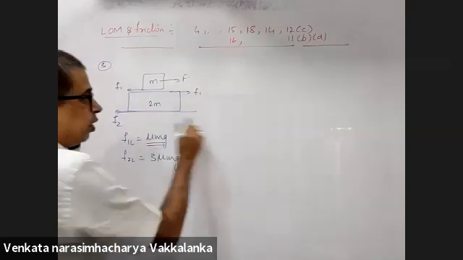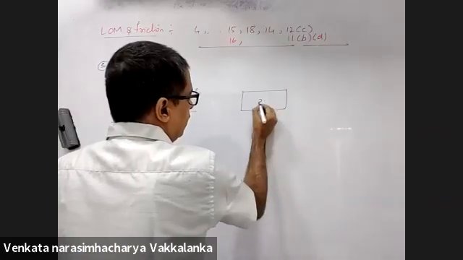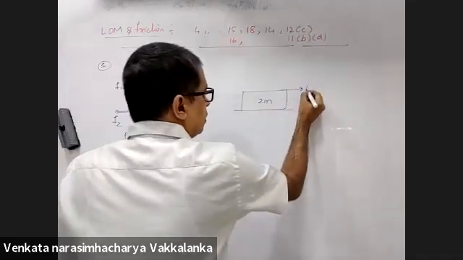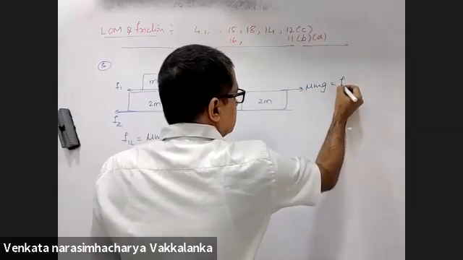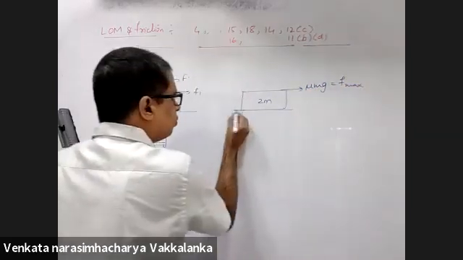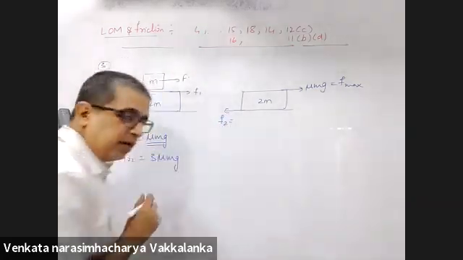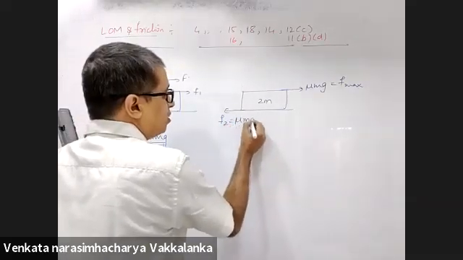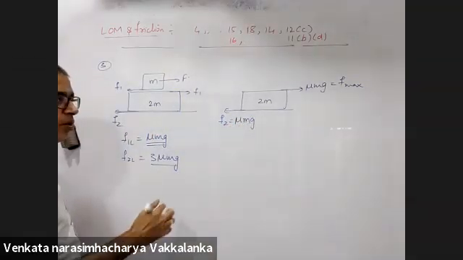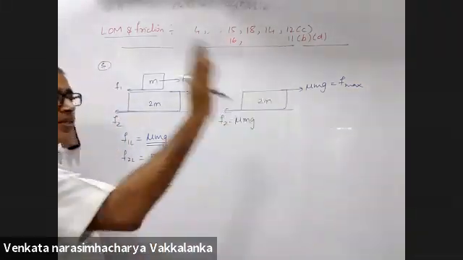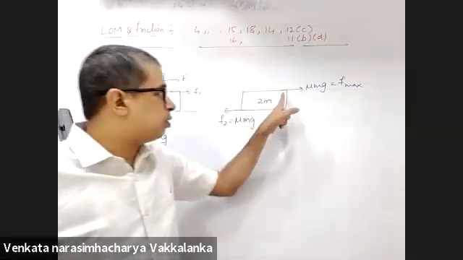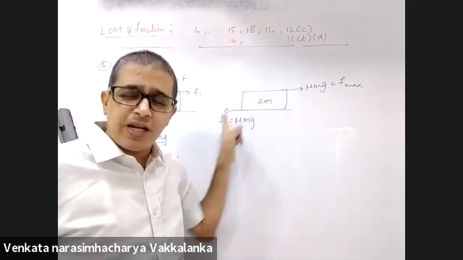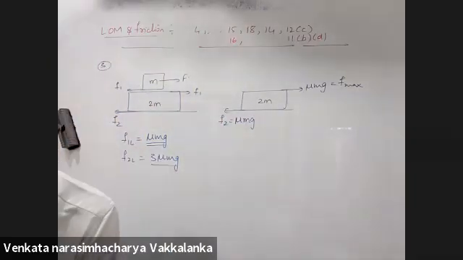So as far as 2m is concerned, I can pull this with a maximum of how much? Mu mg only. What will be the frictional force F2 acting here? Mu mg. Despite the fact that limiting friction is 3 mu mg, 2m will not move under any circumstance. 2m will not move because the maximum force you can apply is mu mg, which is lesser than the limiting friction here. So 2m will be at rest always.